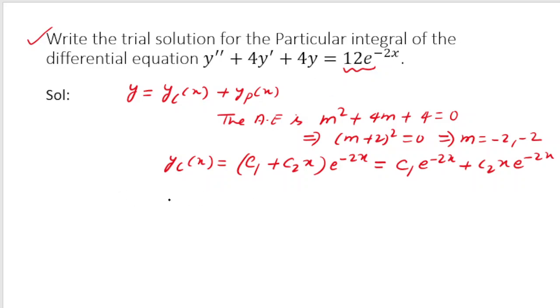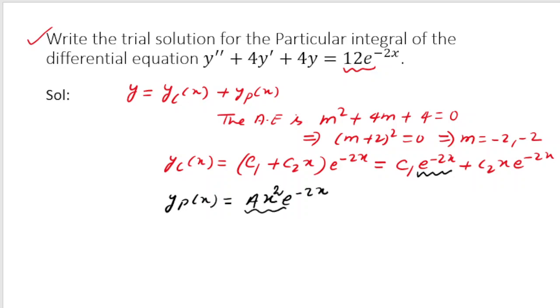Now if I have to write the trial solution, that is yp(x), if I just look at the right hand side, it has a function e to the power minus 2x, so it should be written as a e to the power minus 2x. But when I write a e to the power minus 2x, you realize that the e to the power minus 2x term is already present in the solution, so I need to multiply it by x. But when I multiply it by x, I realize that the x e to the power minus 2x term is already present. So to make it independent, I have to multiply it by x square.